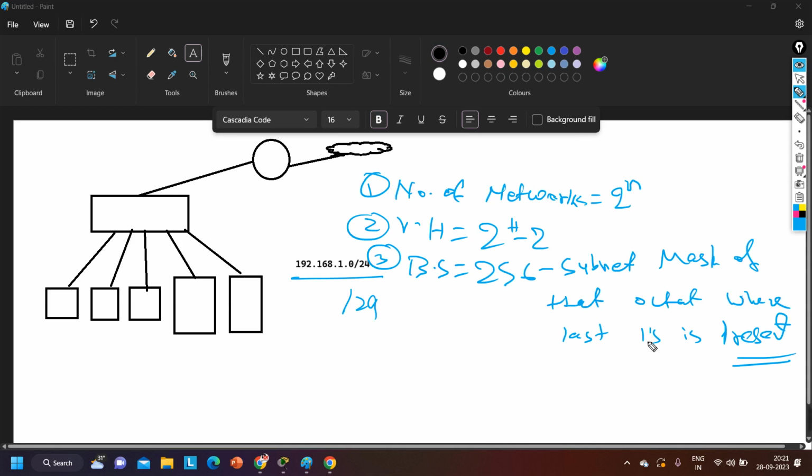But suppose we need 1,000 hosts. So the formula is just 2 to the power h minus 2 should be greater than or equal to 1000. Now you tell me, what should be the value of h?